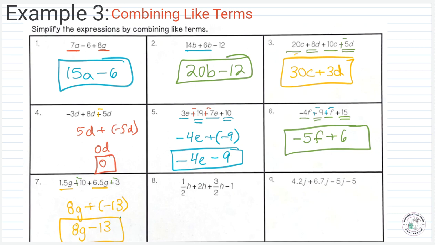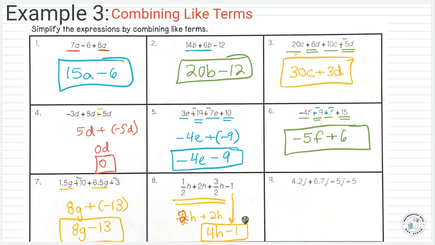All right, number 8. We got 1/2 h plus 2h plus 3/2 h minus 1. All of these right here are like terms, not the minus 1 though. The minus 1 is not part of it. That is a constant, right? So the 1/2 plus the 3/2, that's going to be 4/2. So we'll add those fractions first. So 4/2 h plus 2h, which that is going to just be 2h, because 4/2 is the same as just two wholes. So 2h plus 2h is 4h. And then we just want to make sure we bring that minus 1 and add it to the end of that one.